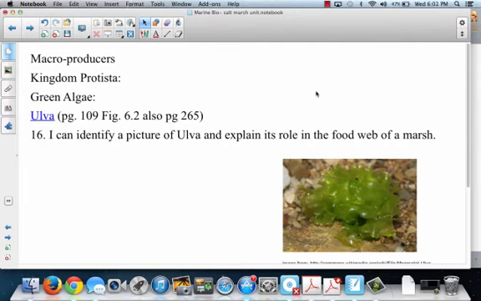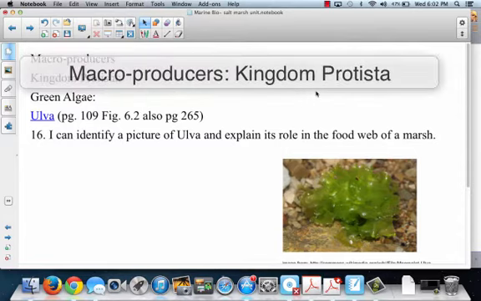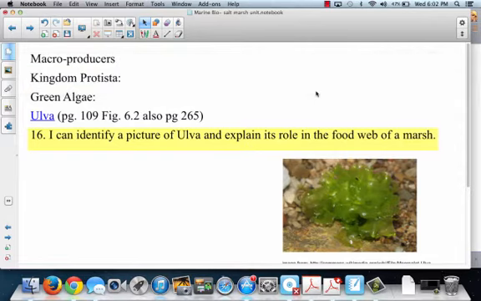Okay, in this video we're going to go over the rest of the producer objectives. We're going to start with objective number 16. 16 says, I can identify a picture of ulva and explain its role in the food web of a marsh.